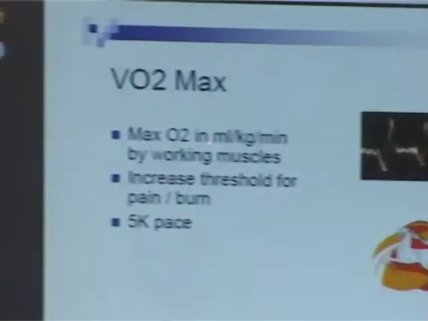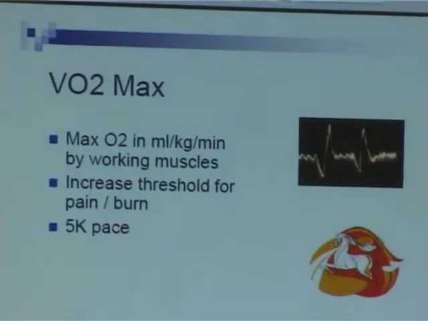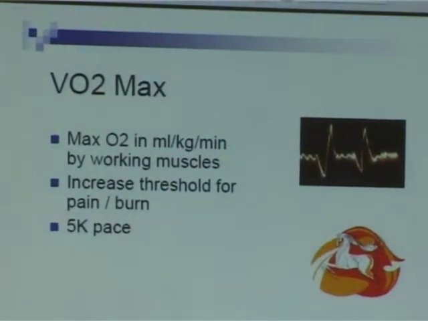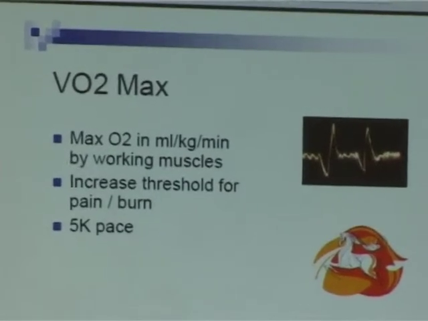VO2 max, we spoke about this, it's the maximum oxygen delivery in milliliters of oxygen per kilogram of body weight per minute by your working muscles. Okay. And this VO2 max is usually, if I were to tell you to run a 5,000 meter race, you would have to do it close to 95% of your heart rate max if you were doing it at an all-out capacity. Okay.